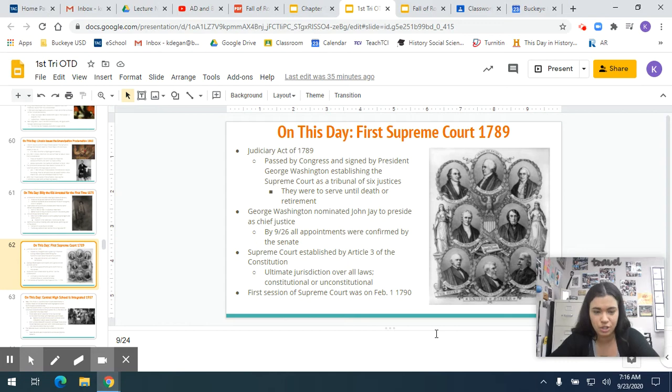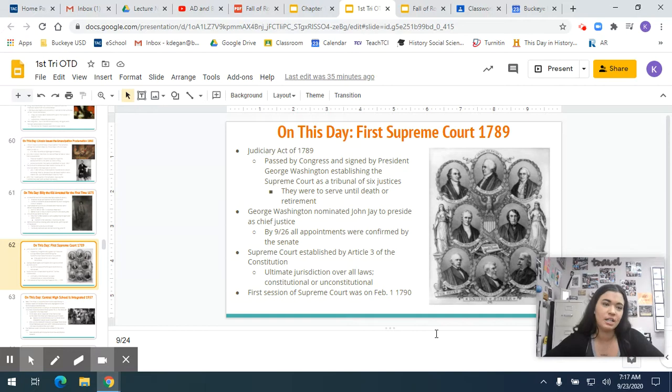George Washington nominated John Jay to preside as the Chief Justice. So one of the now 9 justices is the Chief Justice. And then by the 26th of September in that year, all appointments were confirmed by the Senate, which still exists today. The Senate has to confirm all Supreme Court justices. And then the Supreme Court was established by Article 3 of the Constitution.